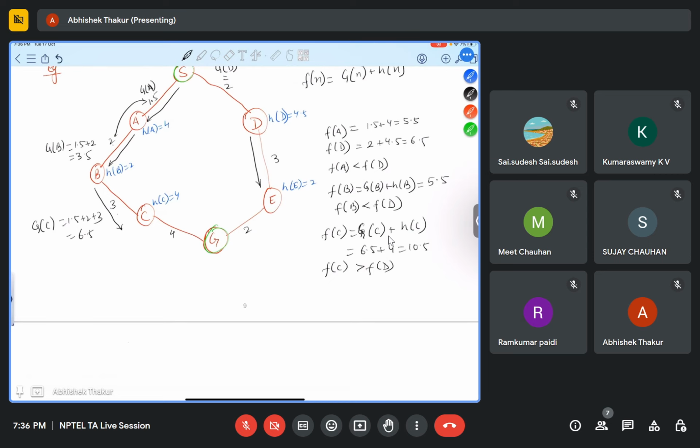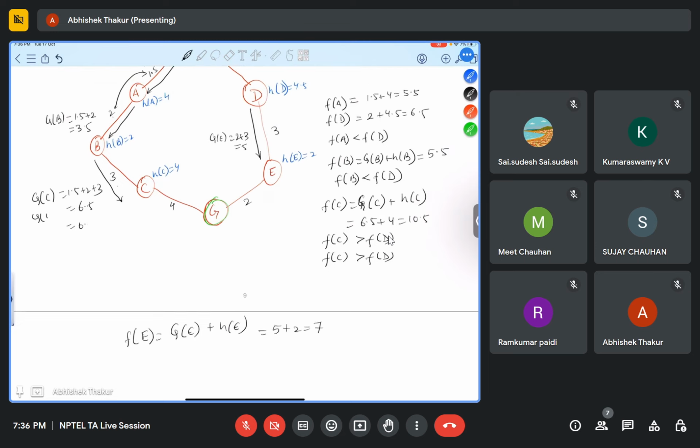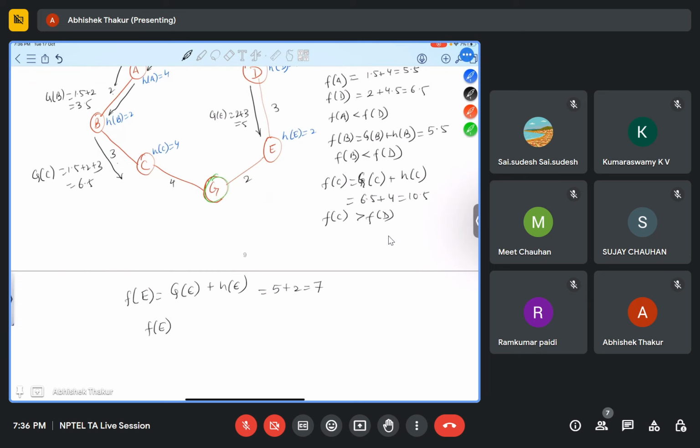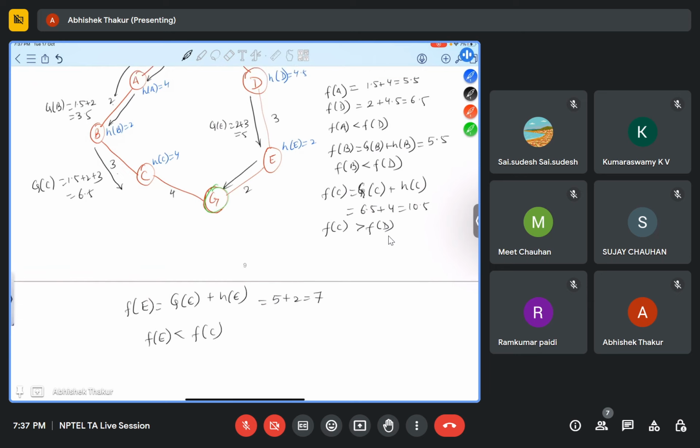So now f of E is equal to g of E plus h of E. And g of E is 2 plus 3, that is equal to 5. So this is 5 plus 2, that is equal to 7. Now f of E is less than f of C. So again we'll move from E to G.